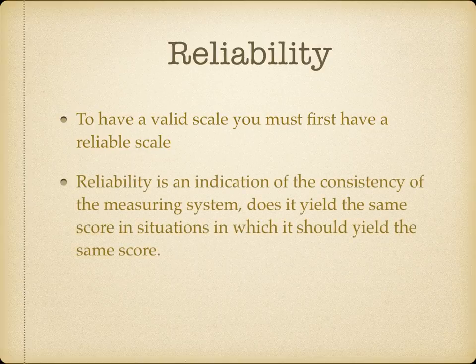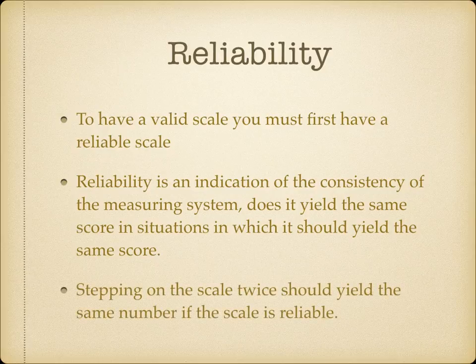Reliability is an indication of the consistency of the measuring system. Does it yield the same score in situations in which it should yield the same score? If I step on a scale twice within a few seconds of each other, I should get the same number on the scale, if the scale is reliable. We all know that if you step on a scale once and then step on it again, there's actually a good chance it'll yield a different number. But is it a dramatically different number?